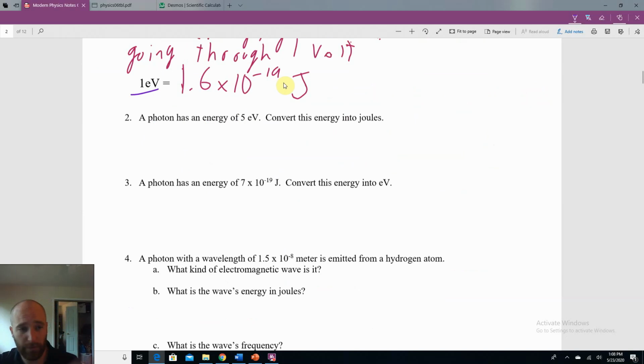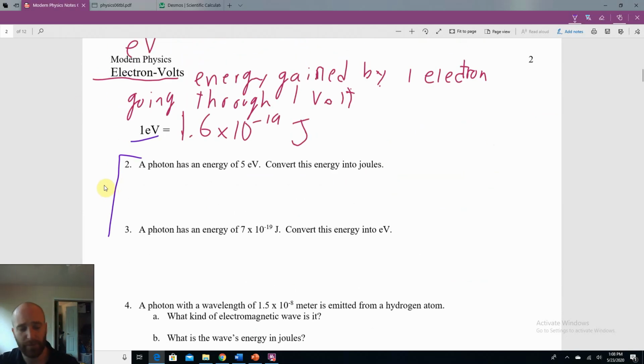So, if you're good with your conversions, I just want you to try 2, 3, and 4 on your own. So pause the video and give those a shot. If you're having trouble with the conversions, I'm going to go over number 2 right now, and then pause it after that, and then try 3 and 4 on your own. So again, pause the video and try all these.